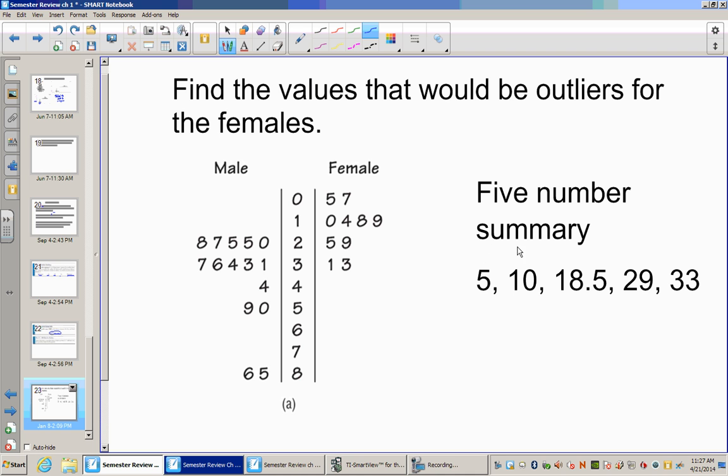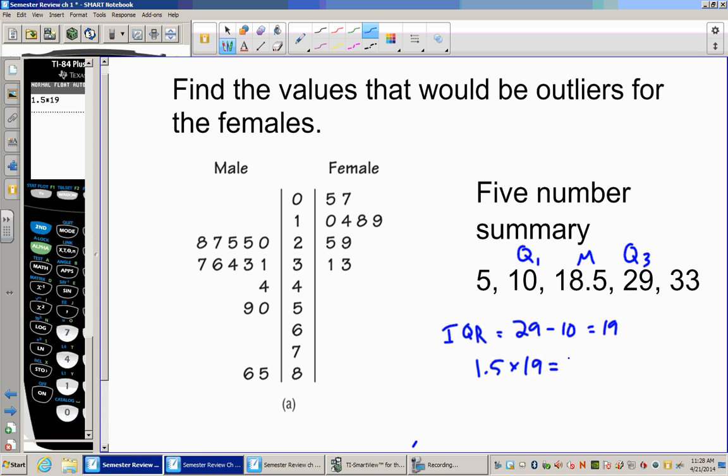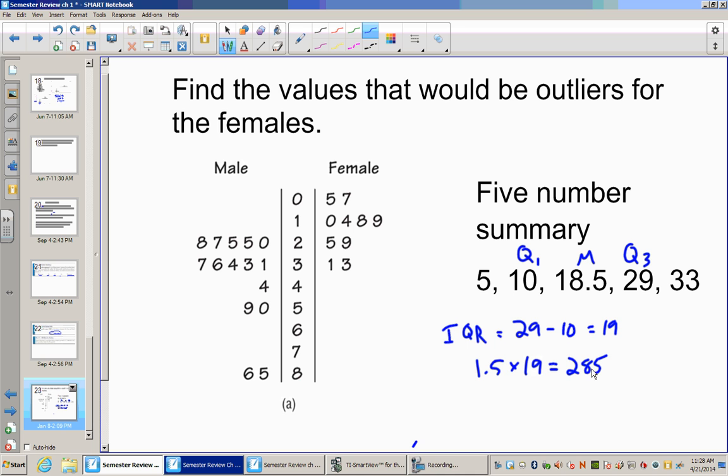You have your 5-number summary. So this is your Q1, Q3, and your median. Now, what we do is subtract 29 minus 10 to get 19. So that is our IQR. So now I have 1.5 times 19. I'll take out my calculator. 1.5 times 19, 28.5. Now I have to add 28.5 to 29 and subtract 28.5 from 10.